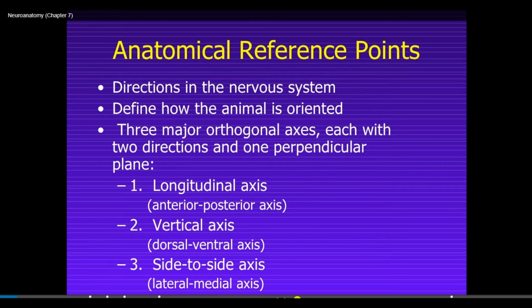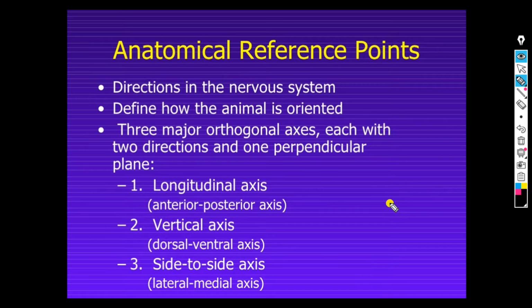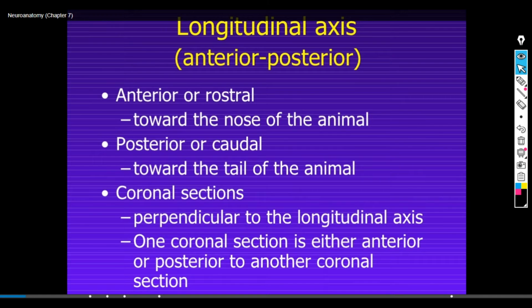First, I want to discuss the anatomical reference points. Directions in the nervous system define how the animal is oriented. There are three major orthogonal axes, each with two directions and one perpendicular plane. First one, longitudinal axis; second one, vertical axis; and third one is the side to side axis, which also means the lateral to medial axis.